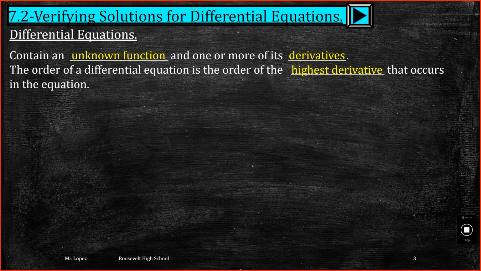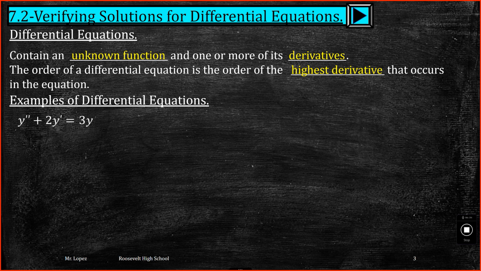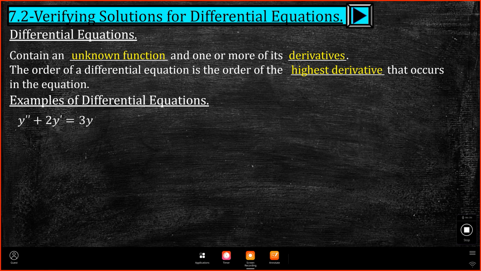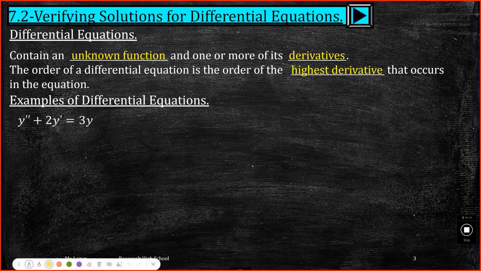All right, so here, these are all going to mean the same thing. Here are examples of differential equations. y double prime plus 2y prime equals 3y. This is a differential equation of a second order. Second order differential equation because the highest derivative is y double prime.